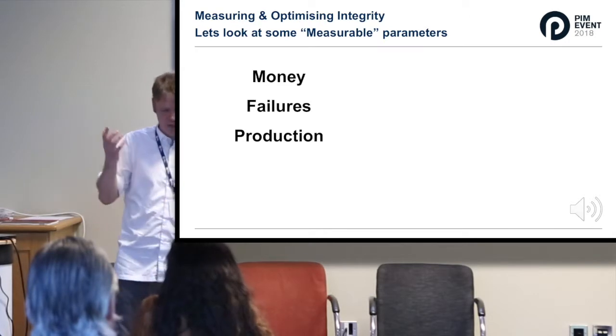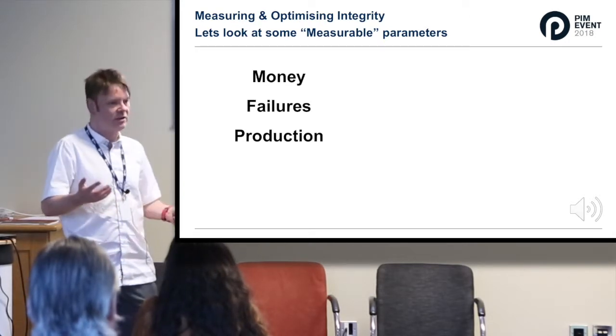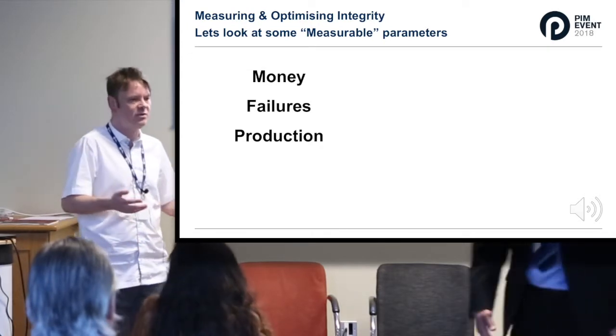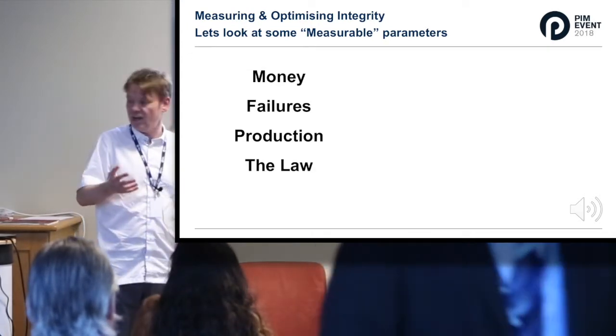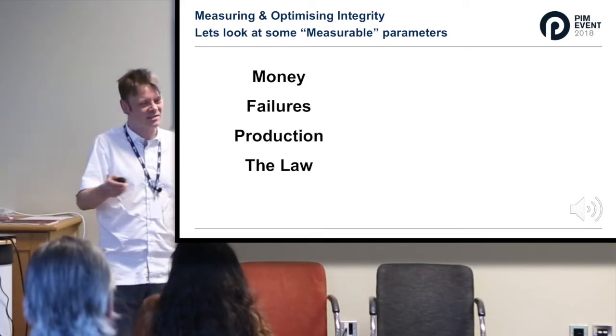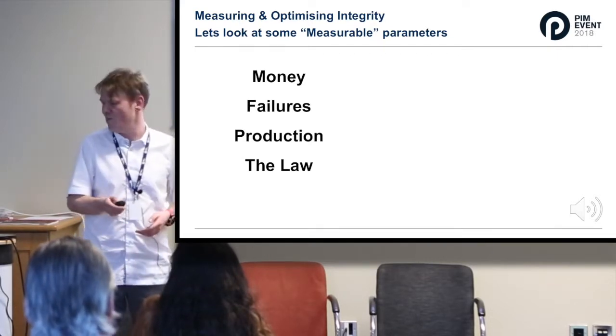Production. Maybe uptime is a way that we can measure our integrity success. But again, would you set it at 97%, 95%, 60%, 70%? It's great saying it's a good indicator, but where do you set it? And if you can't set it, is it the right thing to measure?